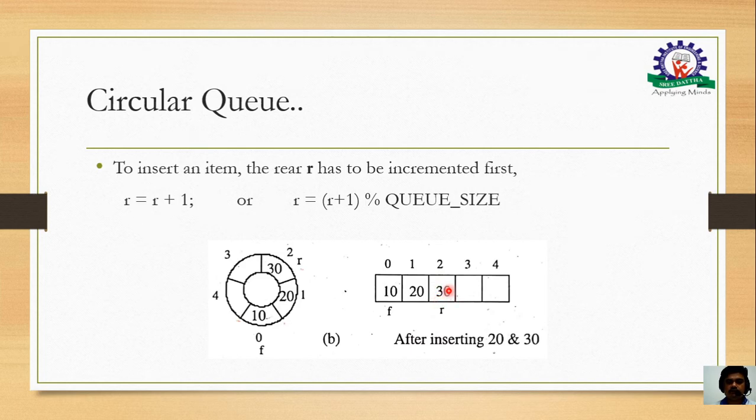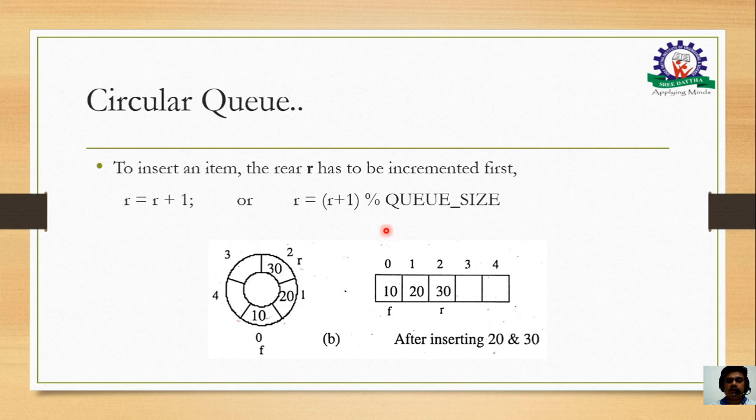So every time I want to insert an element at the rear end, I need to increment r. Suppose I want to insert 40 at the third index, then I need to increment r, that is r is equal to r plus 1, then I get an empty location pointed by q of r. So here I can insert an item, that is 40. This can be represented by two statements: r is equal to r plus 1, or r is equal to (r plus 1) modulus q size.